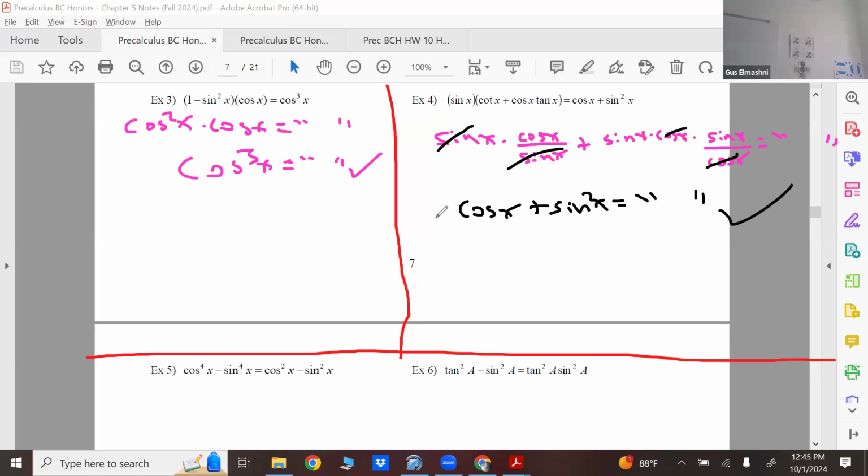These are pretty short identities, not too hard. For example 3, I converted the first expression to cosine squared x, and everything becomes cosine cubed x, which equals the right side, so we're set. For example 4, I distributed and converted cotangent to cosine over sine, and tangent to sine over cosine. By doing that, the sines cancel for the first group, the cosines cancel for the second group, leaving cosine x plus sine squared x, which equals the other side. Verified as well. Okay, so all's good there?